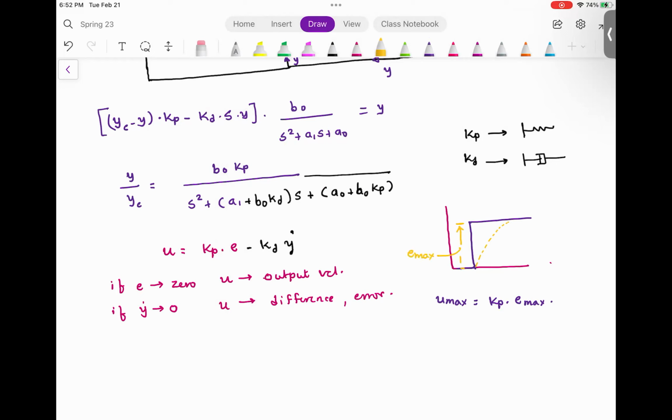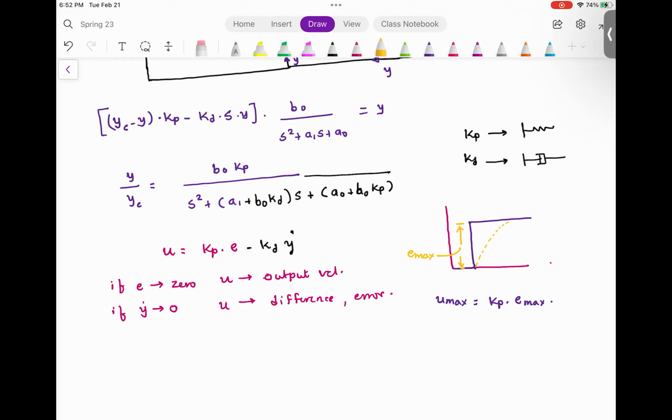Emax is maximum at the beginning of the step input. Now, if I want to determine the value of my Kp, what I would do is find out the maximum error possible in all the flight regimes.